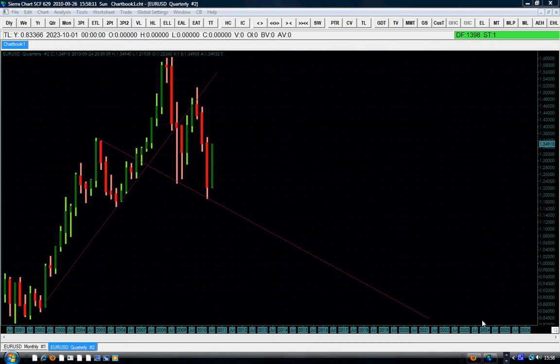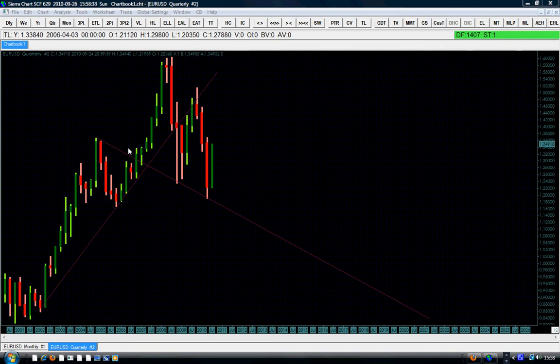This video is about the trend line, how you can use the trend line like a professional trader. I have here the quarterly chart of the Euro USD. The quarterly chart is the 3-month chart. Each candle here represents 3 months of activity in the Euro USD currency pair. So this is the quarterly Euro USD currency pair.